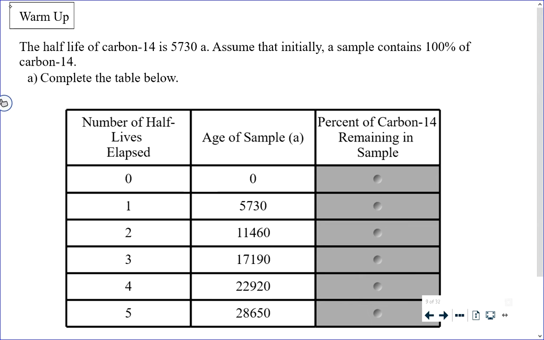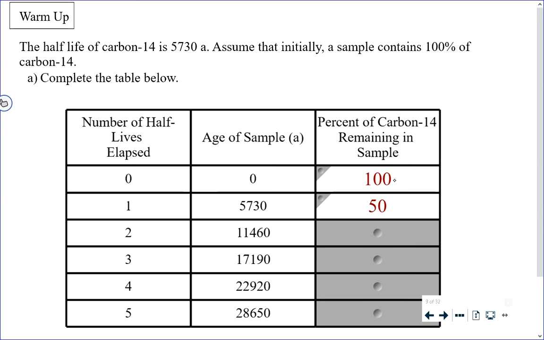So at the beginning, when 0 half-lives have elapsed, which means that the age of the sample is 0, there is 100% of the carbon-14 remaining, because none of it has had a chance to decay yet. If we wait 1 half-life, which is 5,730 years, what we would expect to happen, and what does happen, is that you only have 50% of the carbon-14 remaining.